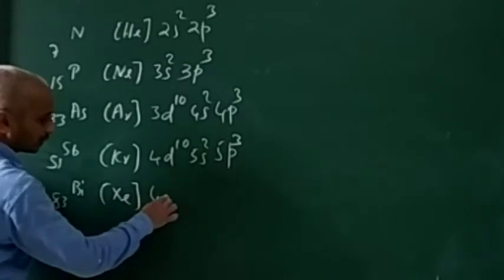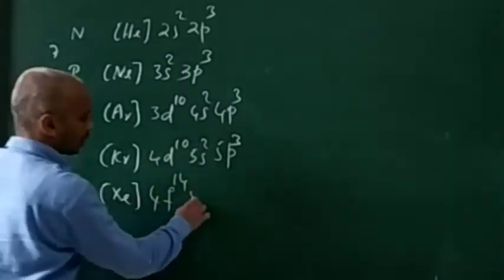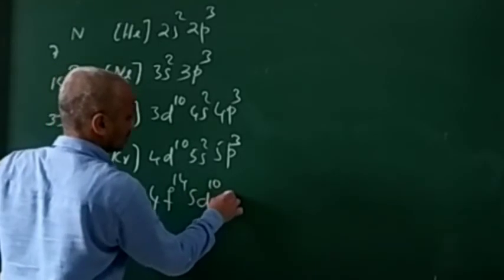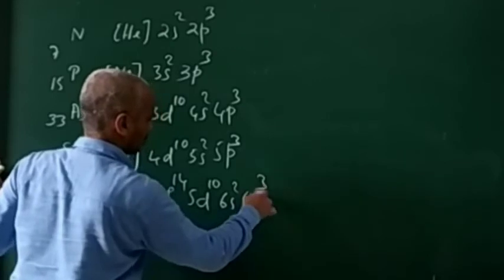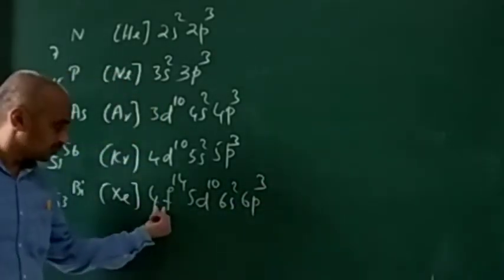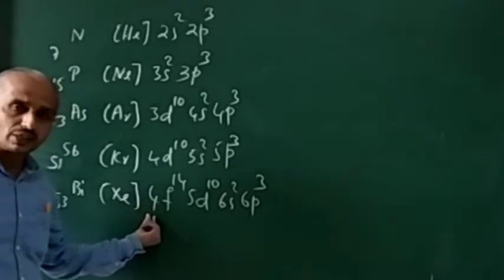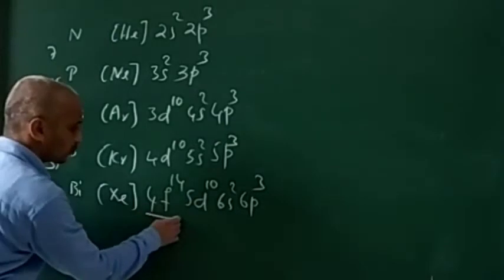Then I have to write 4f14, 5d10, 6s2, 6p3. Remember this fact. Here filling of f orbital electron also starts. So 4f14 will be there.